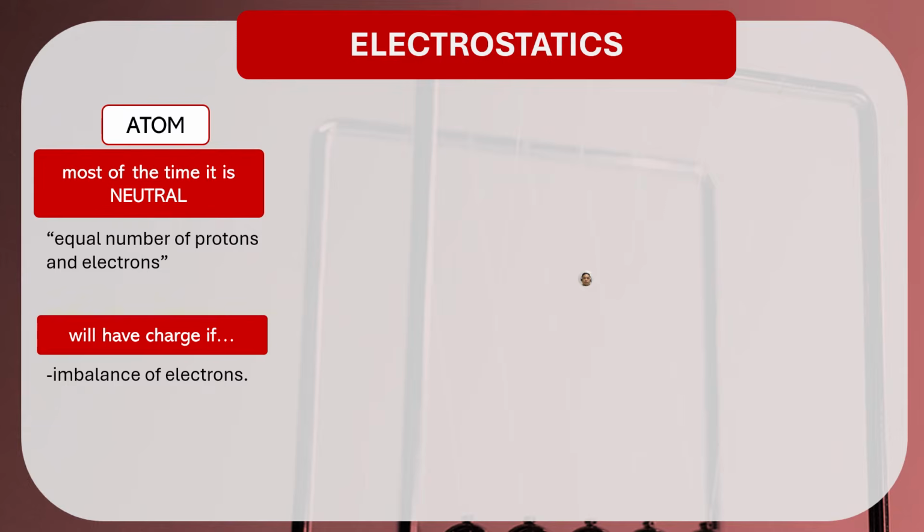We call it neutral when they have the same number of protons and electrons. And when there is an unequal number of electrons and protons, charge will happen. Okay, so a certain atom is now electrically charged. If an atom has a lot of negative, it is said to be negatively charged. On the other hand, if an atom has more positives, it is called positively charged.